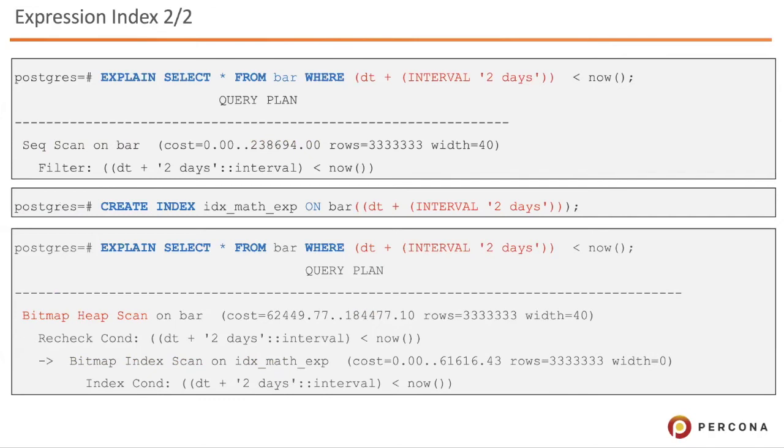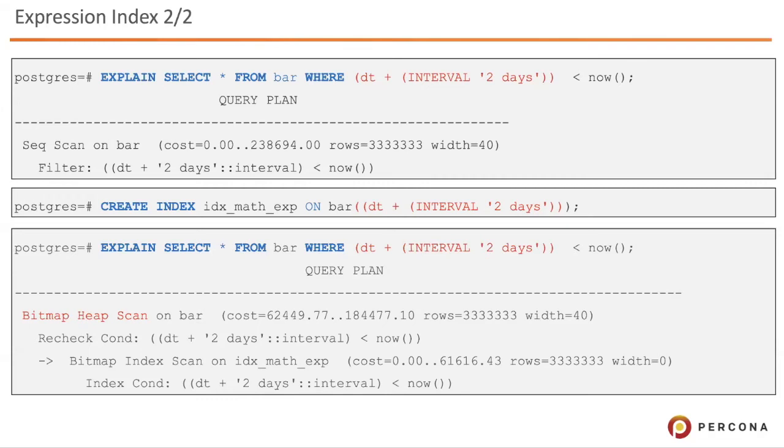It's not for the lower, upper type of expression. Let's discuss some more complex types of expression, like: explain select star from bar where dt, a datetime, plus interval 2 days, is less than now. It's just an expression you are using whenever you are selecting, where you have a datetime column and you are adding a 2 days interval on that, and you are continuously doing that.